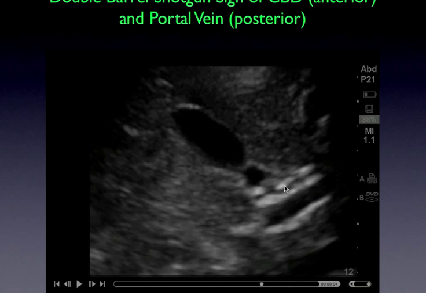The double barrel shotgun sign of the common bile duct can be seen here on this clip. And over here is the CBD, or common bile duct. And more posteriorly is the portal vein. Portal vein typically significantly larger than the CBD. And again, we would measure the diameter of the CBD from here to here, the internal diameter, and not from the outside to the outside. As you can see, that would be a significantly different measurement.